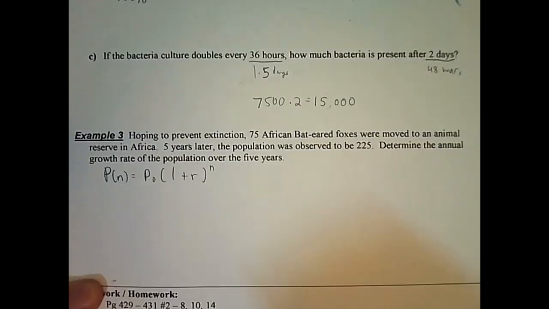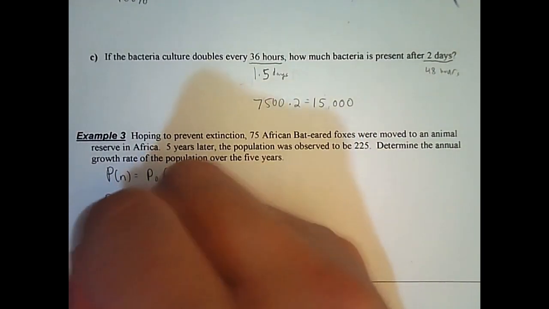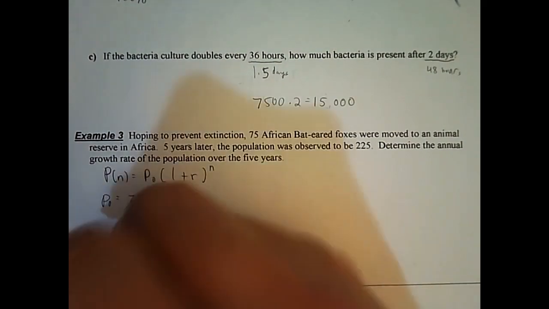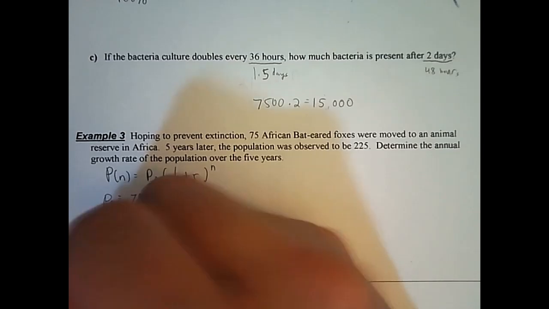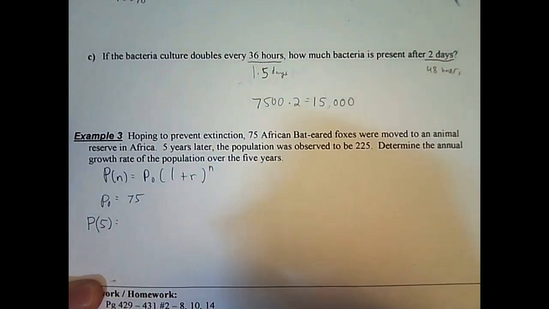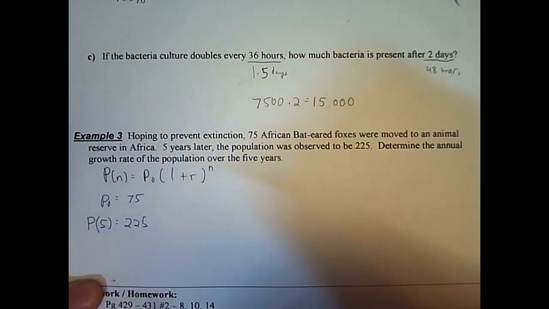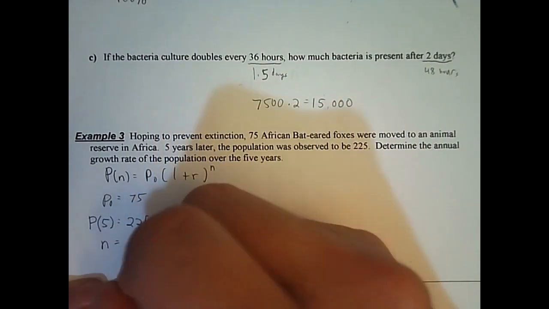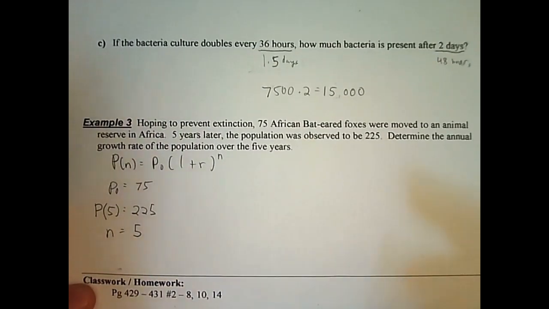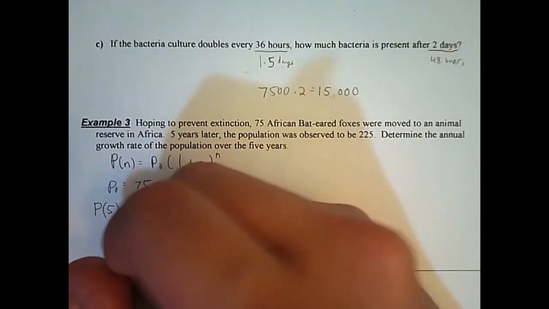So again, my equation is this. What did they tell us in the question? Well, the initial amount that they put in was 75 of these foxes. What else do we know? We know after so many years, after 5 years, we have 225. The number of years is going to be n, which is 5. And they want us to figure out what the annual growth rate is, so we have to figure out what r is going to be.